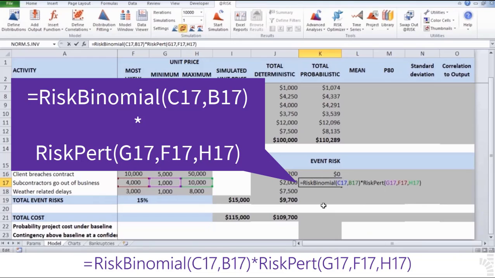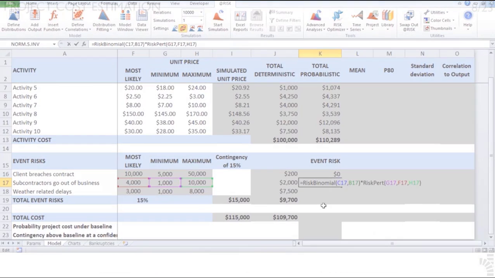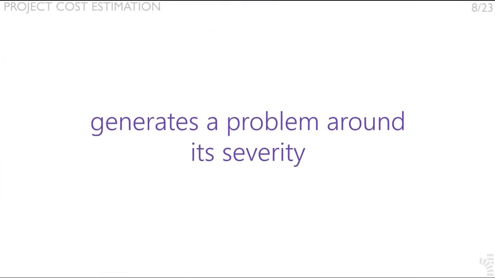Equals risk binomial, open parenthesis, C17, comma, B17, close parenthesis, times risk PERT, open parenthesis, G17, comma, F17, comma, H17, close parenthesis. We have seen so far that by adding a binomial distribution replacing 10 individual Bernoulli distributions, we can improve the efficiency of the model by reducing its size and improving its simplicity. However, this previous equation generates a subtle problem on its severity part, the PERT distribution.